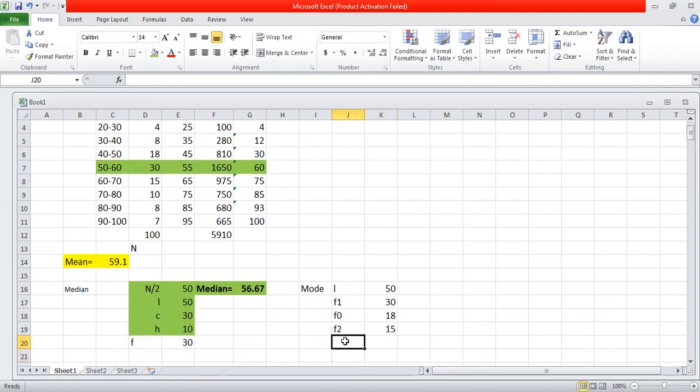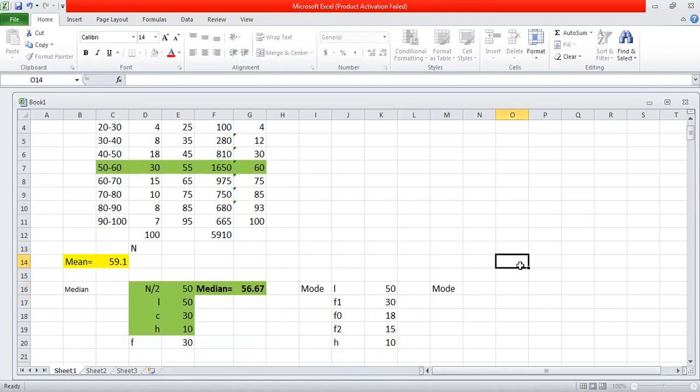Next, we have H value. H is nothing but the length of the class interval, that is 10. So the formula is L plus (F1 minus F0) by (2 F1 minus F0 minus F2) into H. Yes, we got all the values. Now I'll calculate the mode value. So coming to mode, you have to type it carefully.